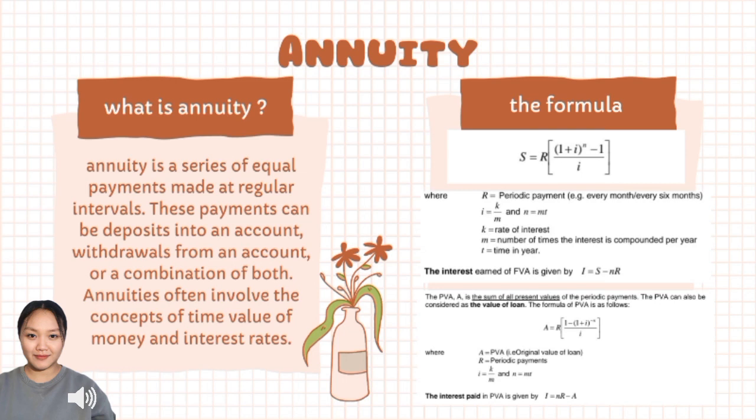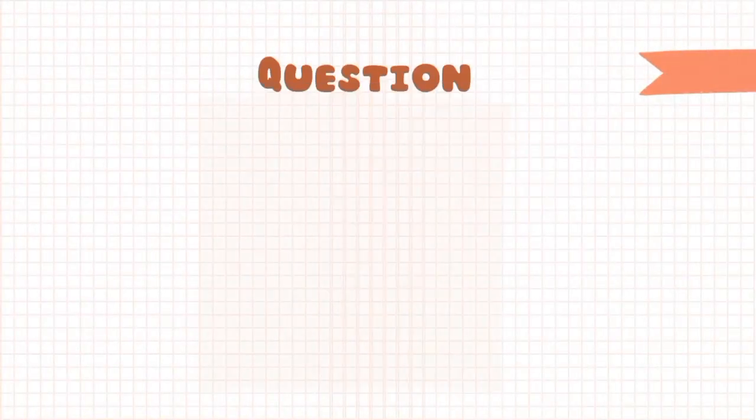What is annuity? Annuity is a series of equal payments made at regular intervals. This payment can be deposited into an account, withdrawals from an account, or a combination of both. Annuities often involve the concept of time value of money and interest rate. This is the formula for annuity. R is a periodic payment, K rate of interest, M number of times the interest is compounded per year, T is the time in years.